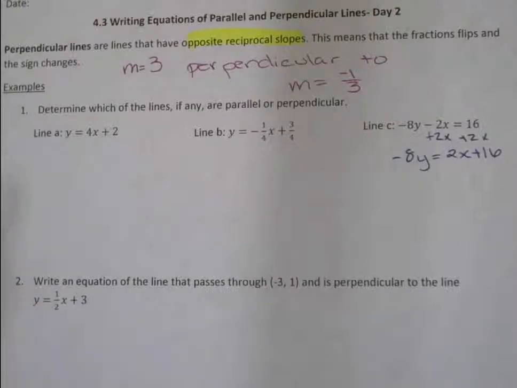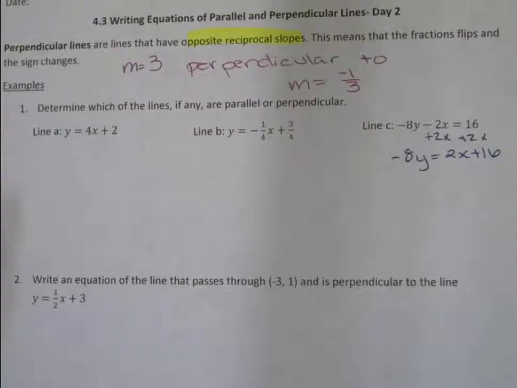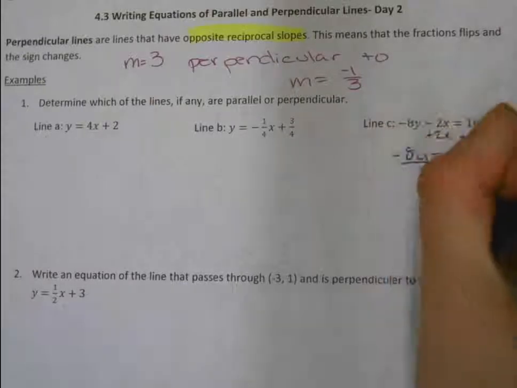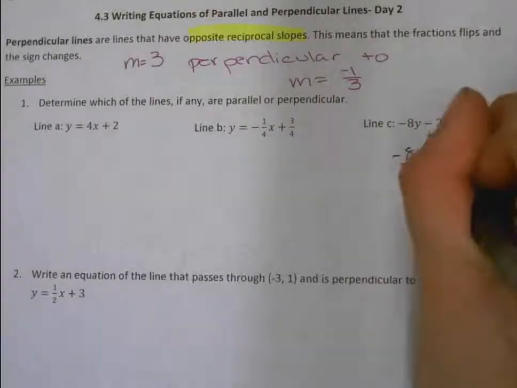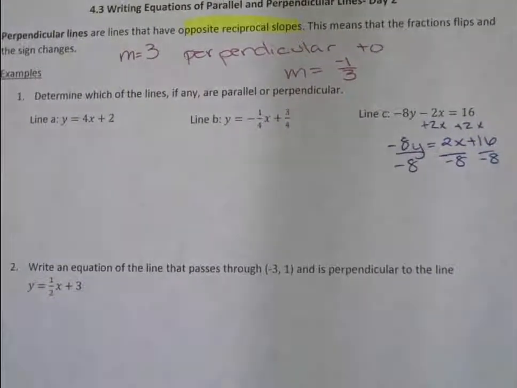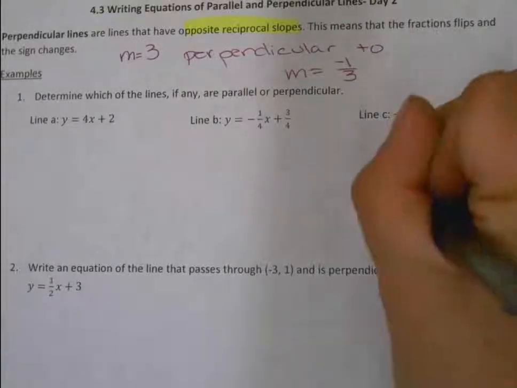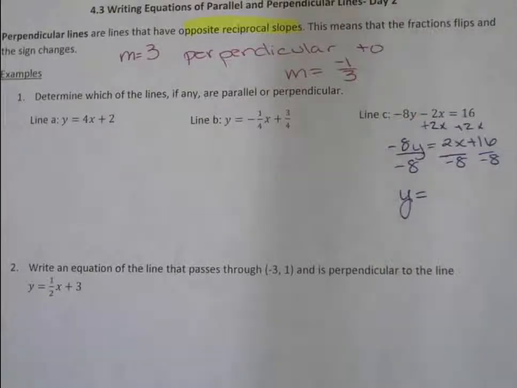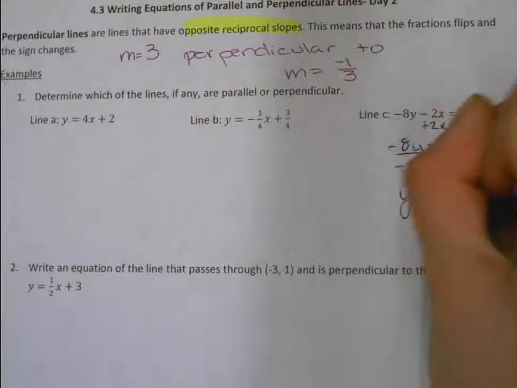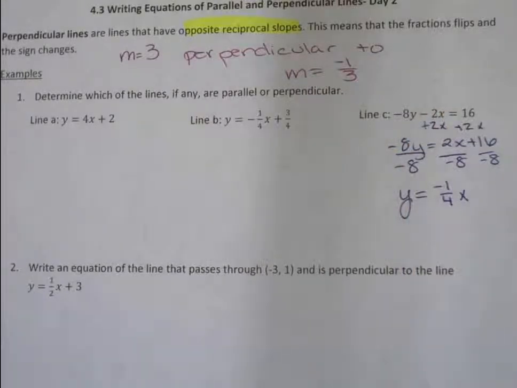Then what do I want to do? How do I get y by itself? Divide by negative 8. So I'm going to divide everything by negative 8. So I end up with y equals, what number do I get for my x? Negative 1 over 4, because the larger number is on the bottom. And then 16 divided by negative 8? Negative 2.